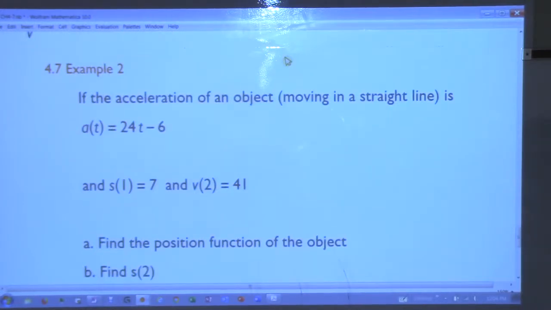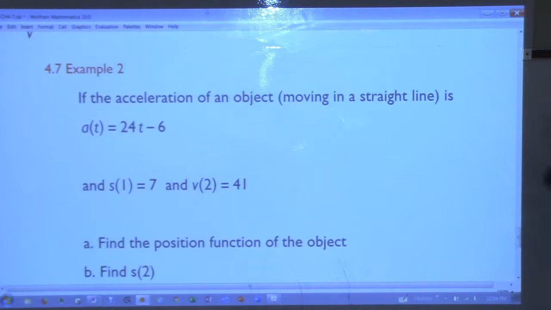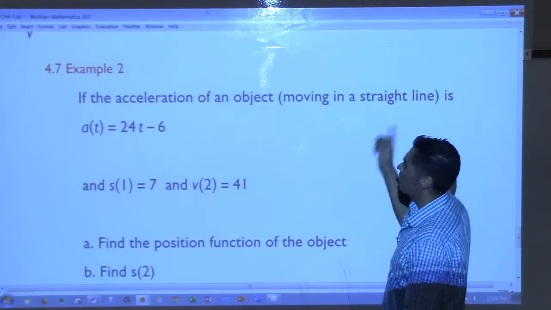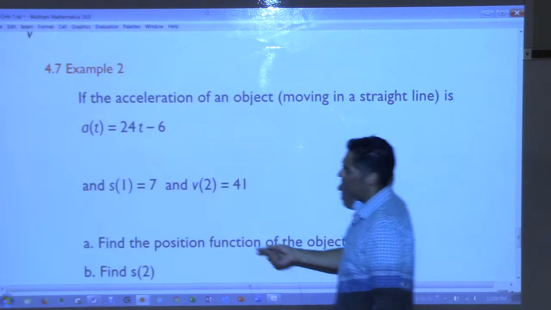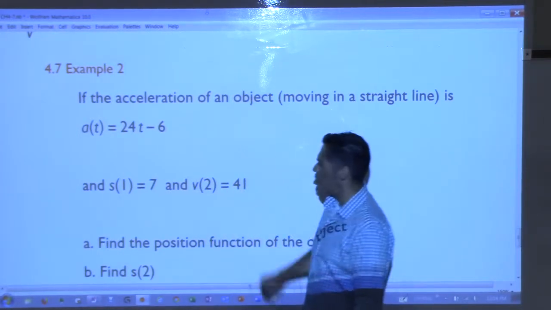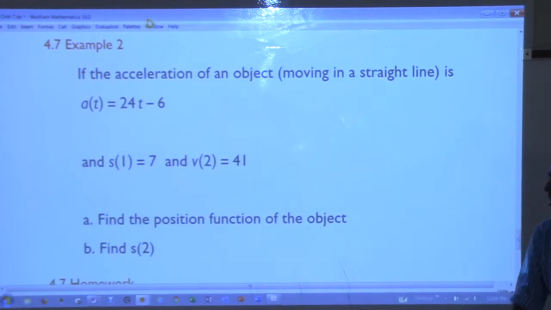Well, there is. We need someone to provide us with what are called initial conditions. So look at this example. If the acceleration of an object that is moving in a straight line is given to you by a of t is 24t minus 6, and they're telling you that s of 1 is 7 and v of 2 is 41, we want to find the position function of the object, and then we want to find s of 2.